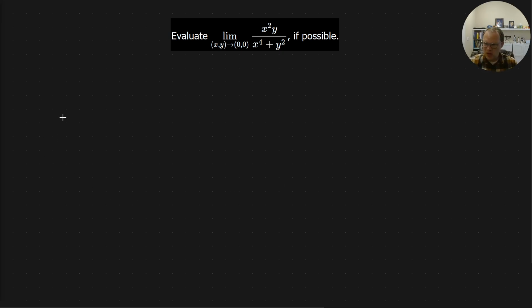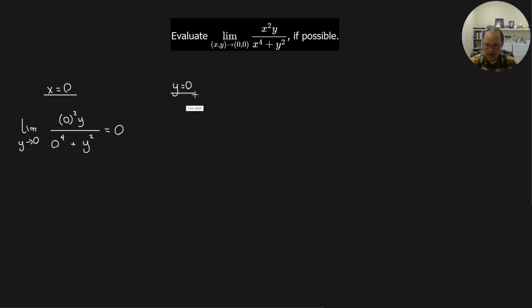So I'm going to start the way I usually do. Let's start with x equals 0. Let's look down the y-axis. So we'll take the limit as y approaches 0 with x already there. And x squared times y over x to the 4th plus y squared becomes 0 squared y divided by 0 to the 4th plus y squared down this path. And that's 0. Okay? Real easy to see that that limit is 0.